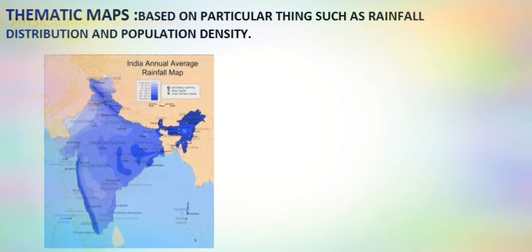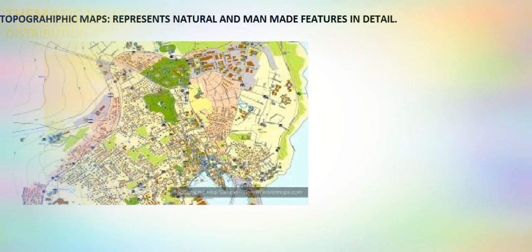Next one is thematic map. This map is based on a particular theme such as distribution of rainfall, population density of a place, etc. The next one is topographical map. This is a large-scale map which represents the natural and man-made features in detail.